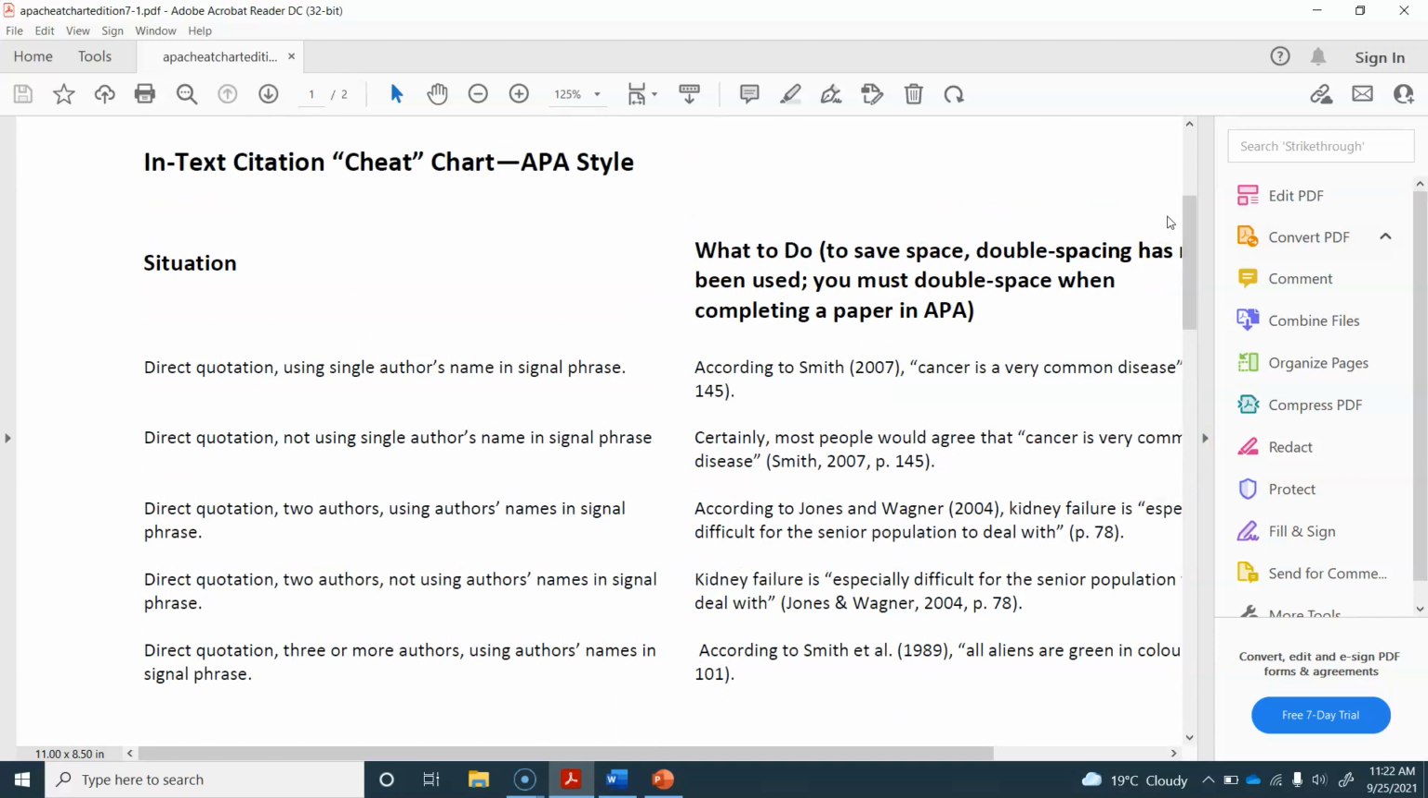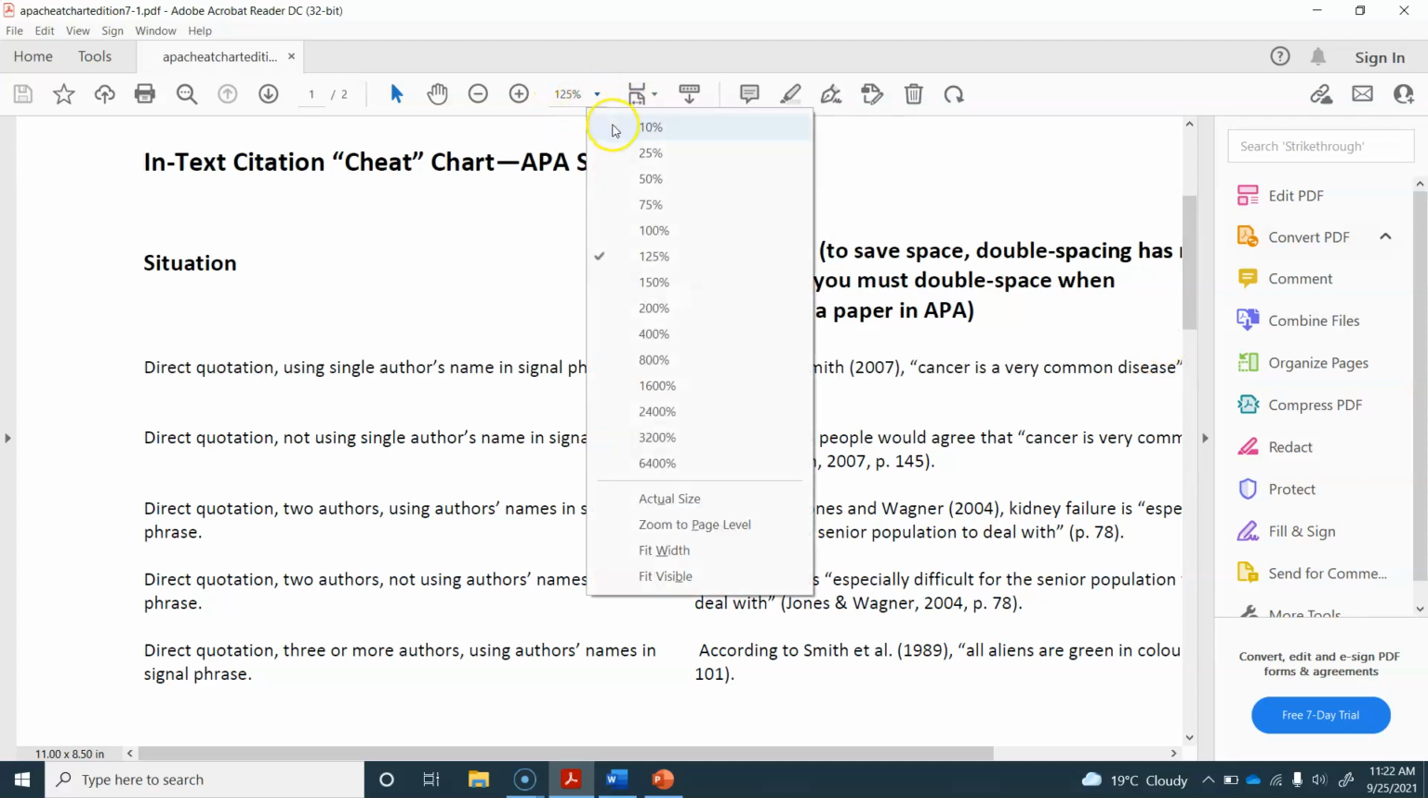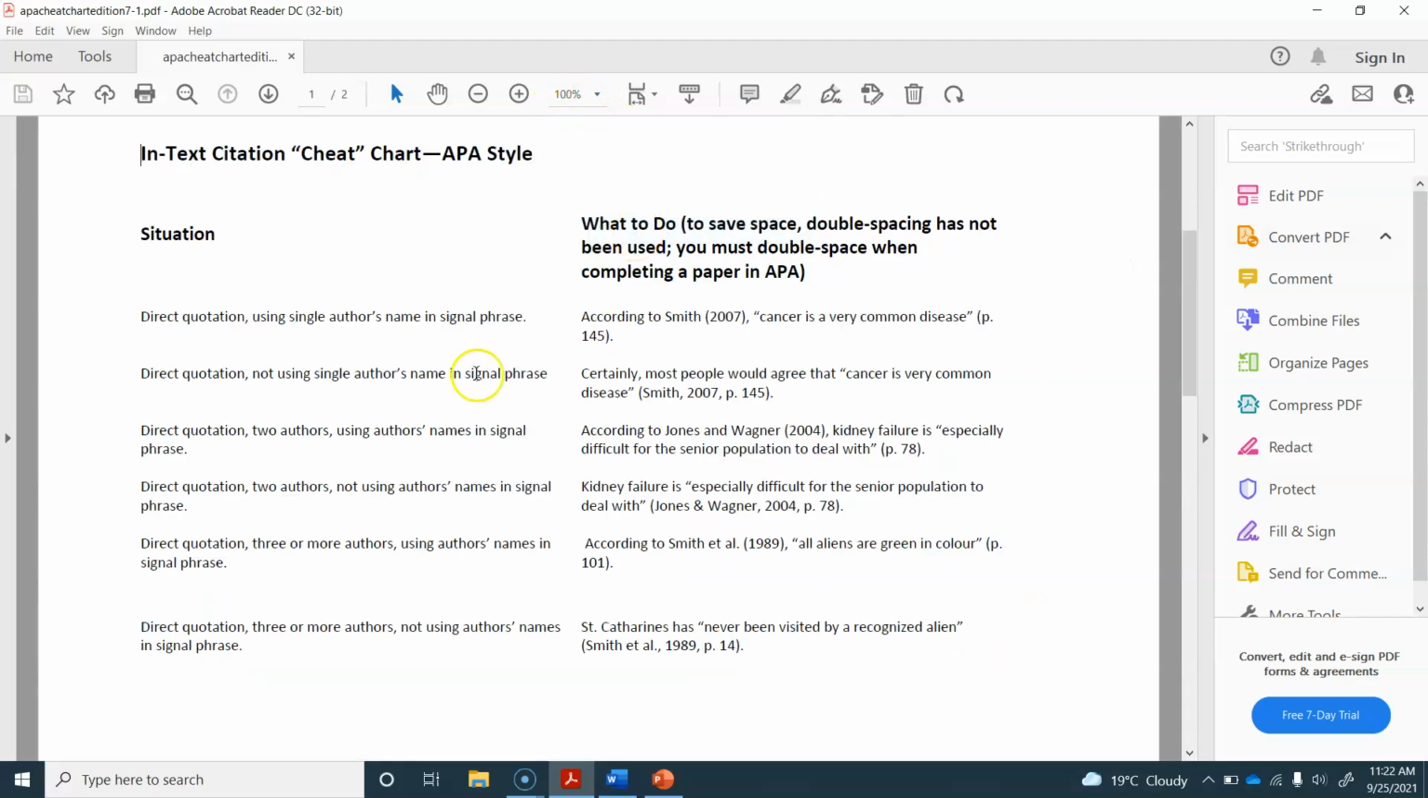Am I direct quoting or am I paraphrasing? Let's start with direct quoting. So again, remember, when you're direct quoting, you're putting quotation marks around what it is that you're borrowing as you reproduce that information word for word for word.